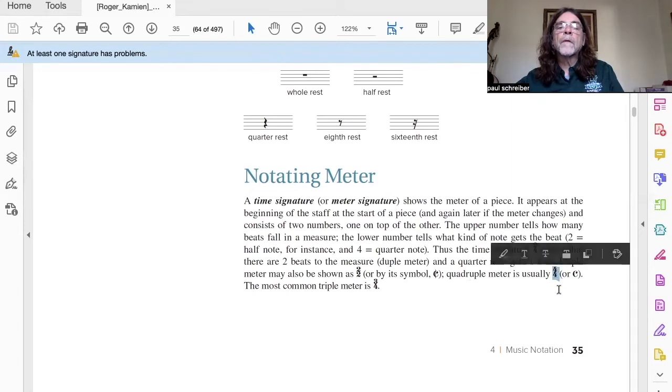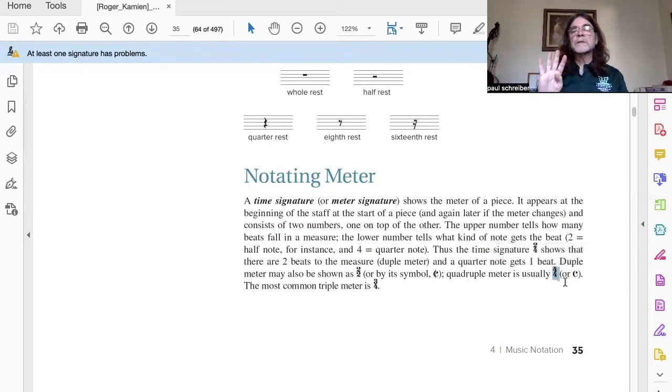So 4/4, also seen as a C, is 4 beats in a measure. The upper number is 4 beats, and what gets the beat is a 4, which is a quarter note. So it's 1, 2, 3, 4, and they're all quarter notes. That's really a common way to write music.